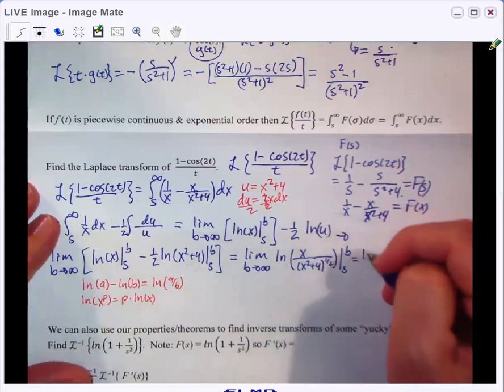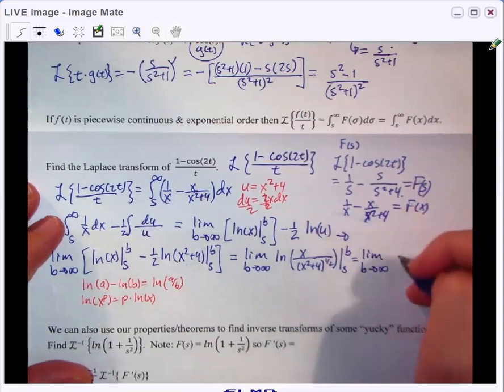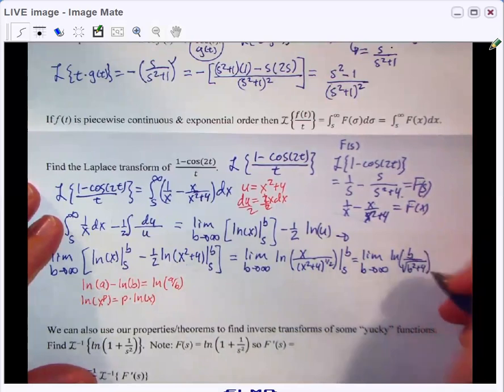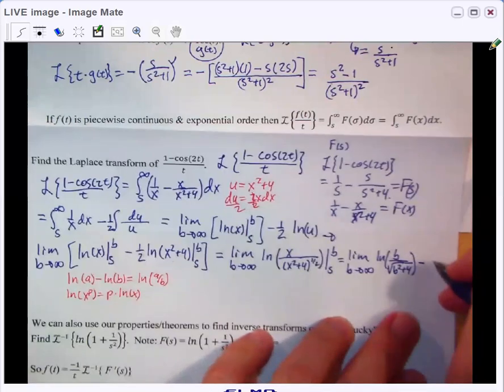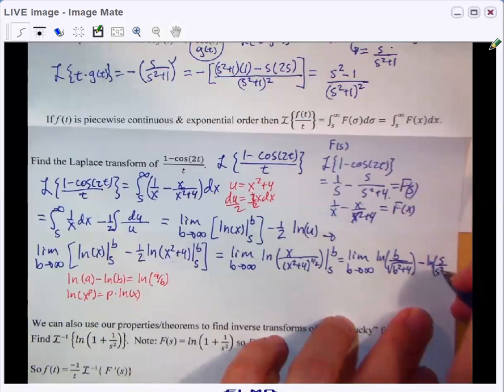So that will give us the limit as b approaches infinity of natural log of b over square root of b squared plus 4, minus, I'm going to have to weasel just a little bit, natural log of s over s squared plus 4 inside of a square root down there.